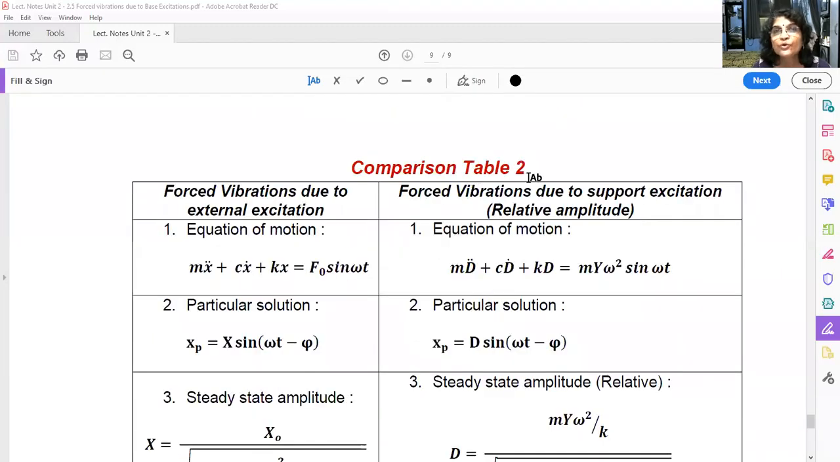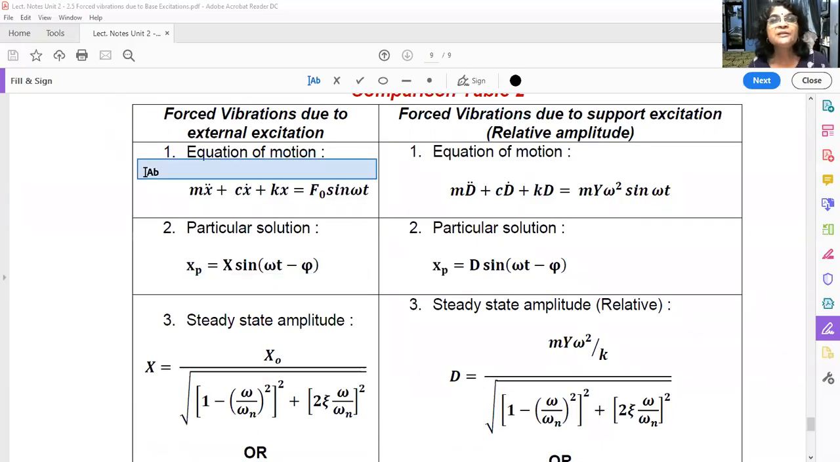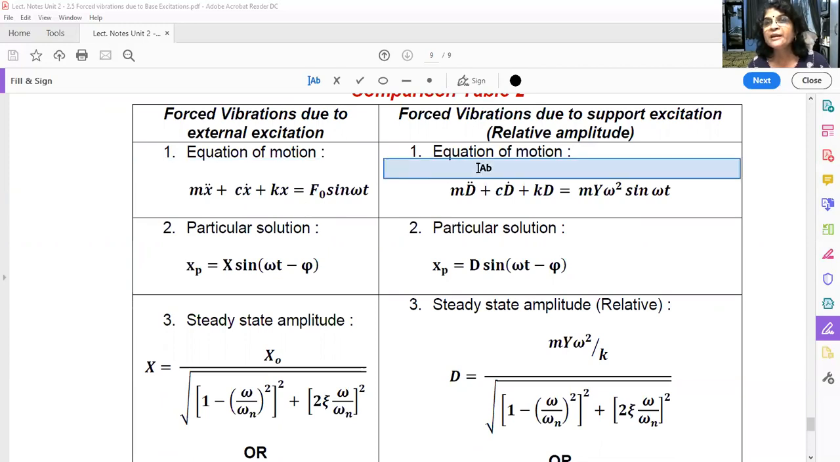Comparison table 2. What are we comparing? Forced vibration due to external excitation on the left hand side, and forced vibration due to support excitation, the relative amplitude, in the right hand side column. Okay. So what is the first comparison? Equation of motion. This is as usual m x double dot plus c x dot plus k x is equal to F0 sine omega t. And what did we get here? Equation of motion for relative amplitude: M d double dot plus C d dot plus K d is equal to M Y omega square sine omega t.